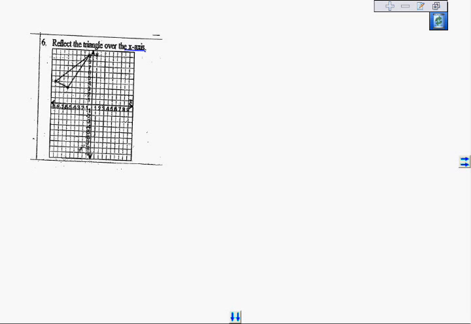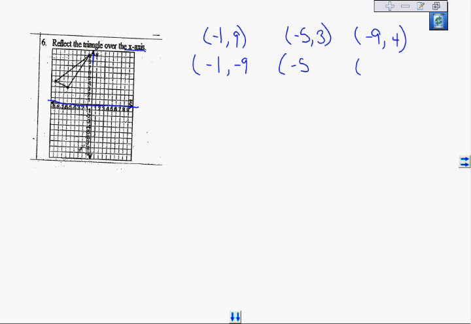Reflect the triangle over the x-axis. So let's start our coordinates. Left 1 up 9, left 5 up 3, left 9 up 4. Reflecting over the x, you change your y's. Keep your x the same. Just go ahead and write all your x's. Keep them all the same. Change your y's.